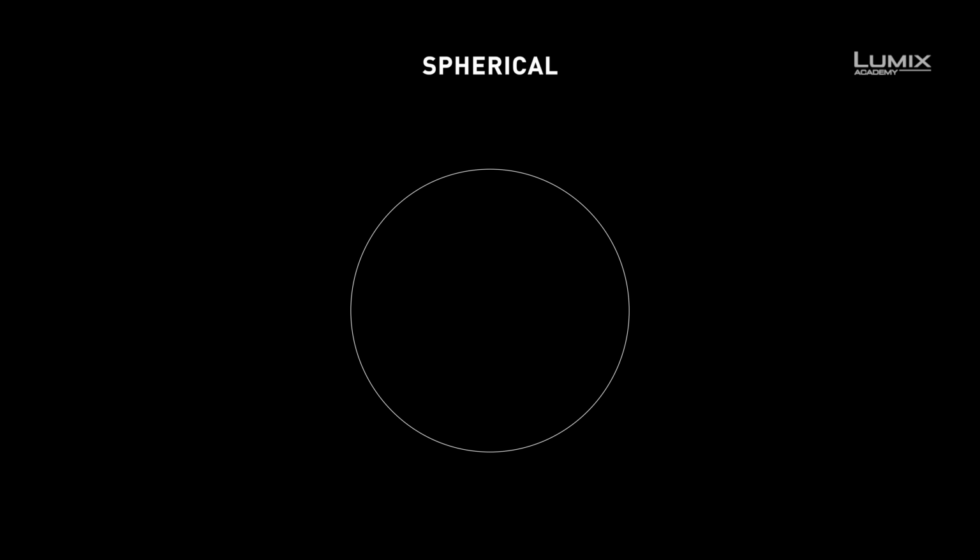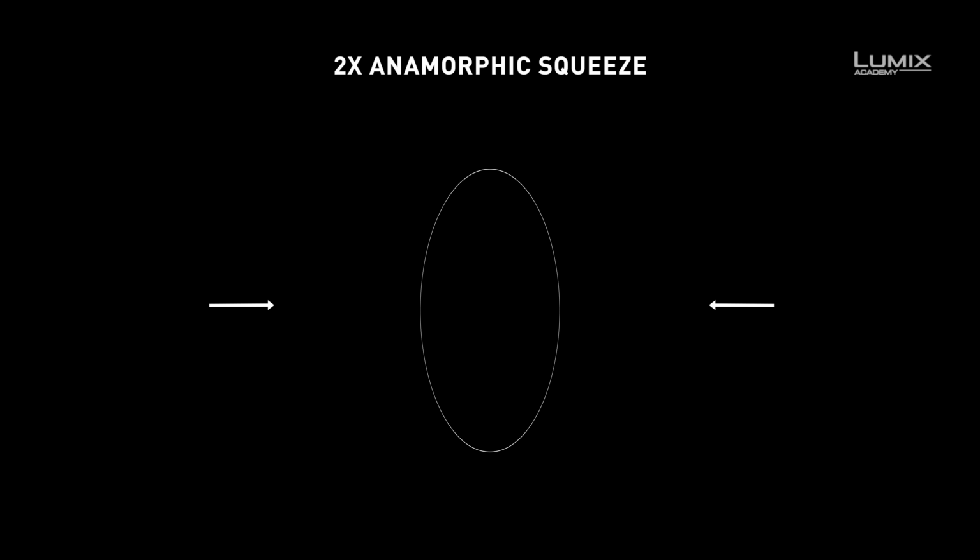The two most common types of lenses used in production are spherical and anamorphic. The majority of lenses you will have encountered are spherical. They're the standard lens type for shooting both stills and video. They're called spherical because they don't affect the shape of the image circle in any way. It remains spherical. Anamorphic lenses, on the other hand, have a specific stretch factor, the most common being 2 times.